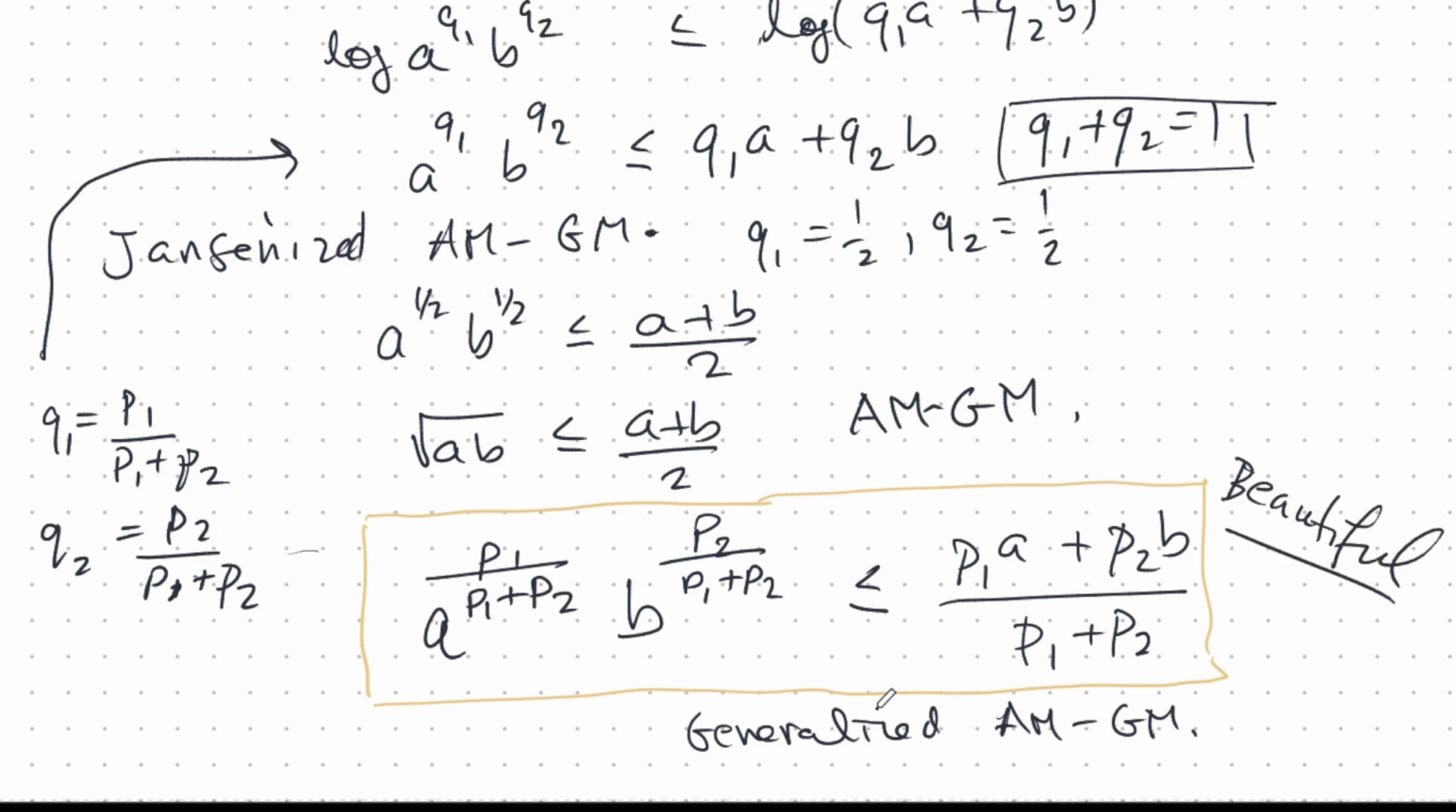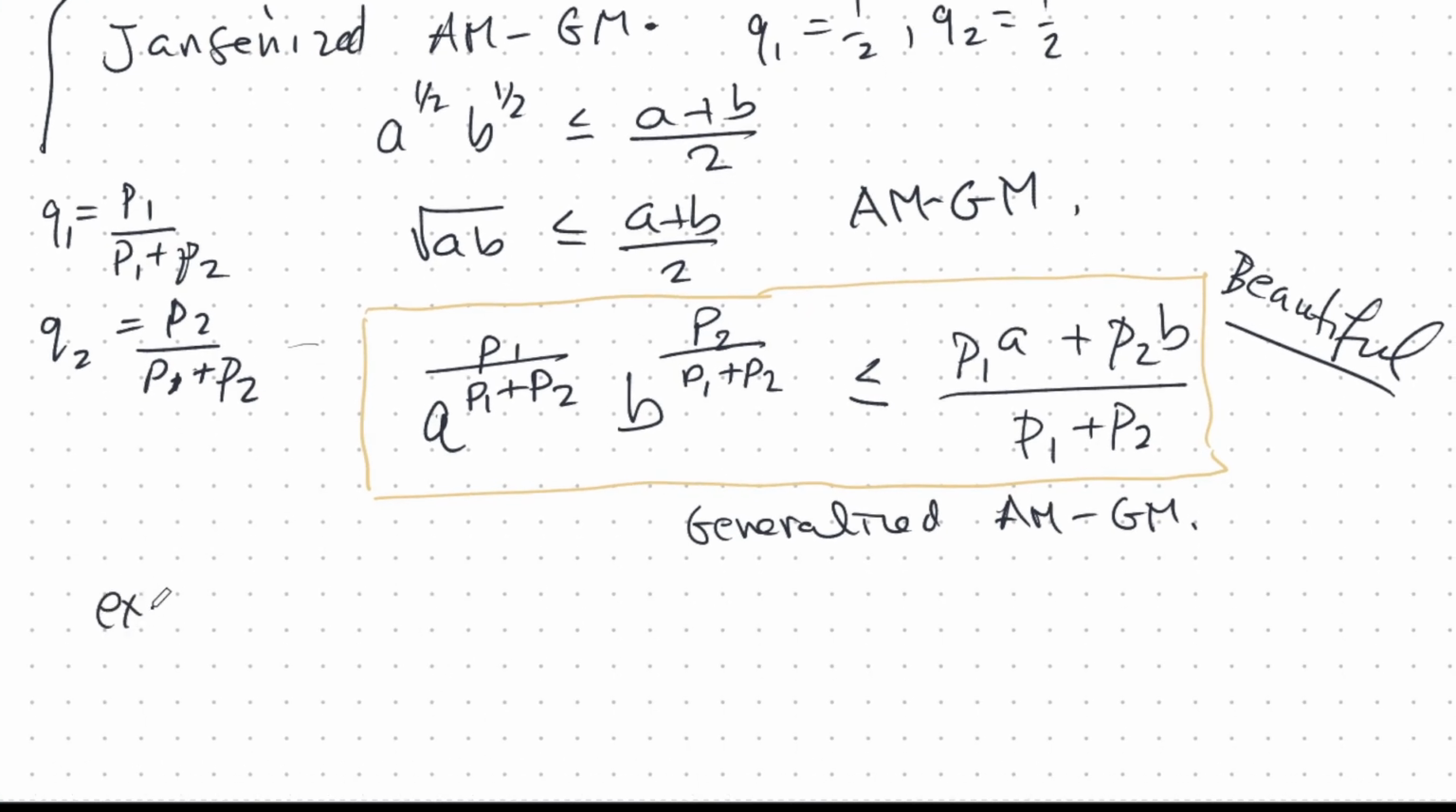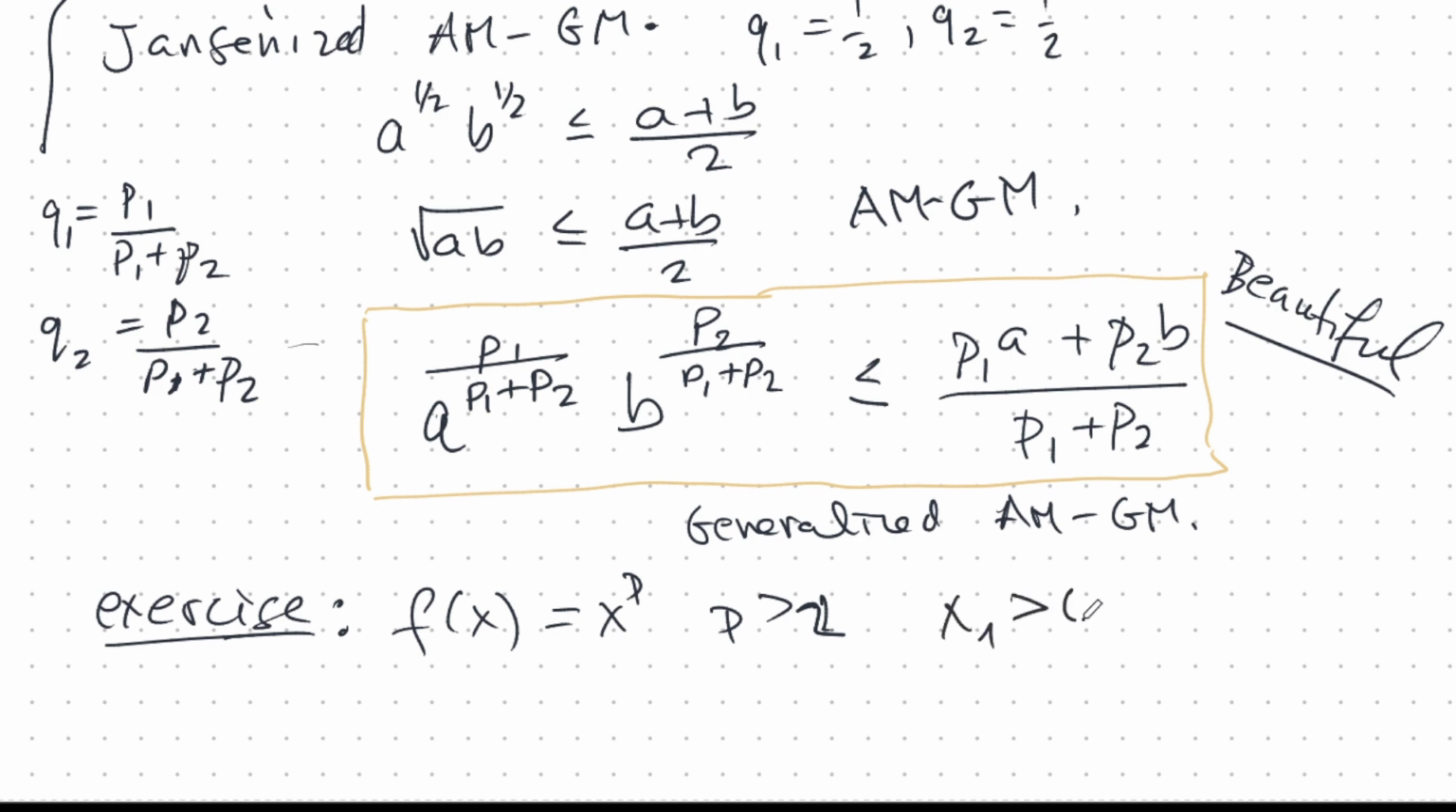Okay, so as an exercise for you, before we move on to the last part, take this function, x^p, where p is greater than 2. Okay, this is going to be convex on the domain where x1 is greater than 0. And what do you get?